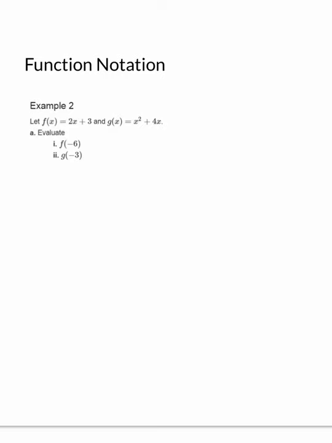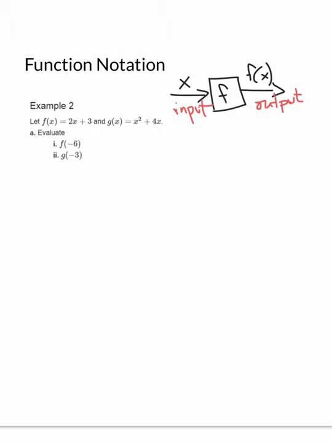So if you recall, function notation was introduced to you in grade 11. Prior to that, you were using x and y as your independent and dependent variables. X is always your independent variable, but now in grade 11, you saw that f of x was almost replacing y and became your dependent variable. So you can think of function notation as x being the input that's going into the function, and f of x is your output. So in this example, we're going to let f of x equal 2x plus 3, and g of x is x squared plus 4x, and we want to evaluate f of negative 6.